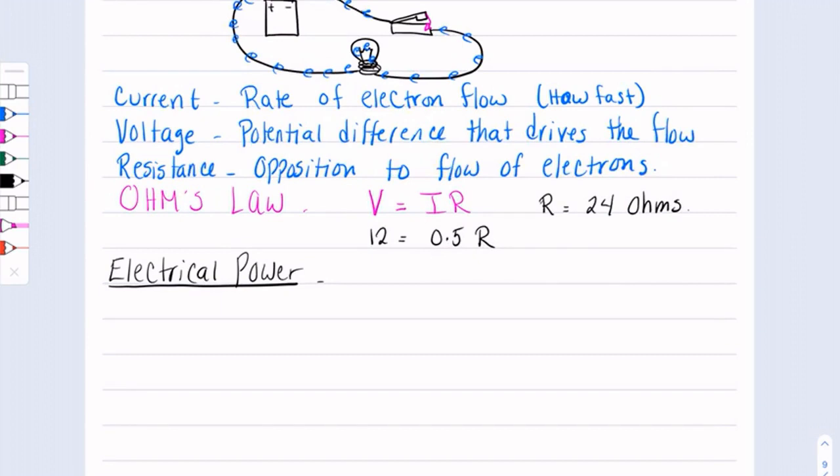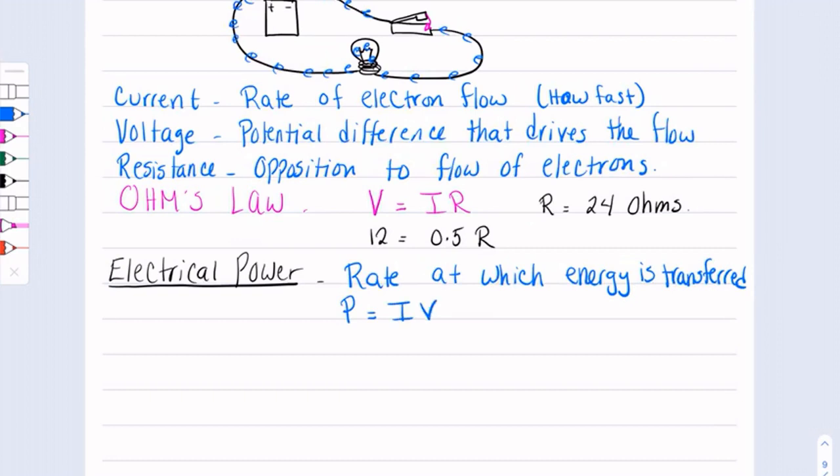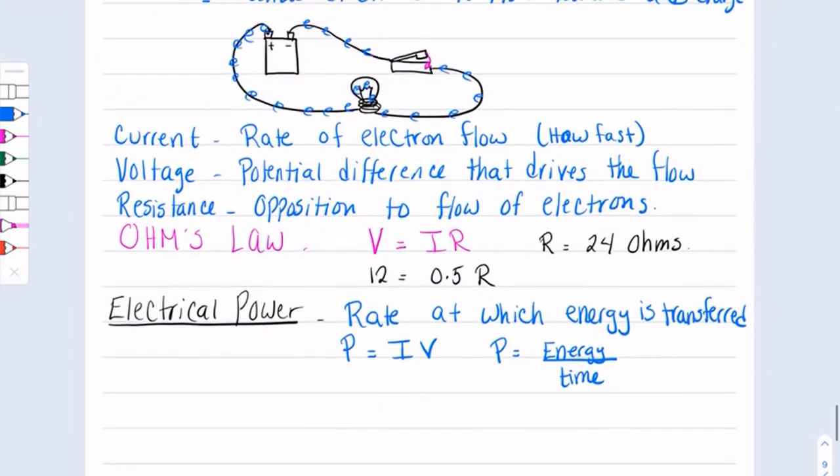Now, related to this idea of current, voltage, and resistance is electrical power. Electrical power is defined as the rate at which energy is transferred. So how fast is energy transferred? The equation for power is going to be current times the voltage. You can also describe power as the energy per unit time, like how many joules per second. The power rating of a light bulb is something you're familiar with, like a 100-watt light bulb uses 100 joules of energy per second. Okay, so that's electricity.